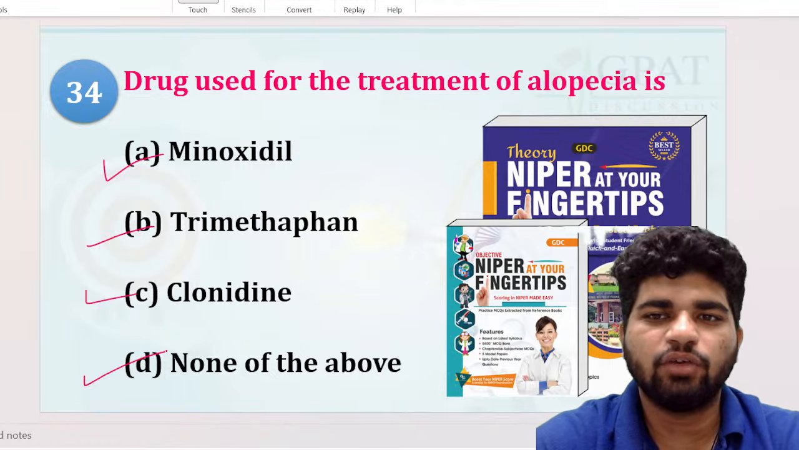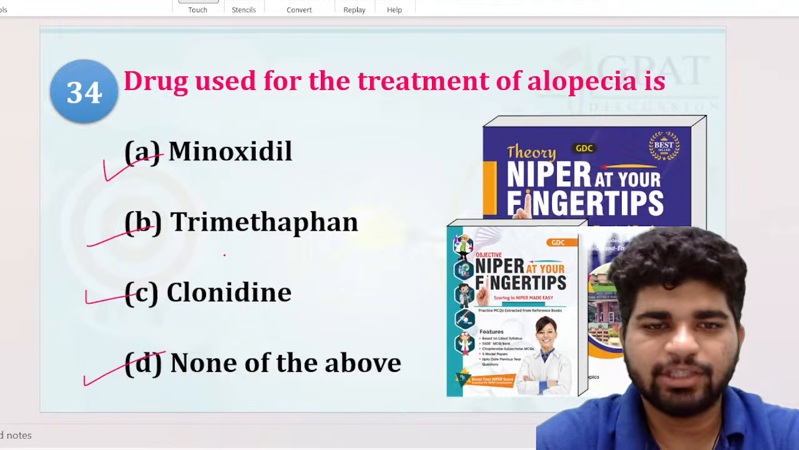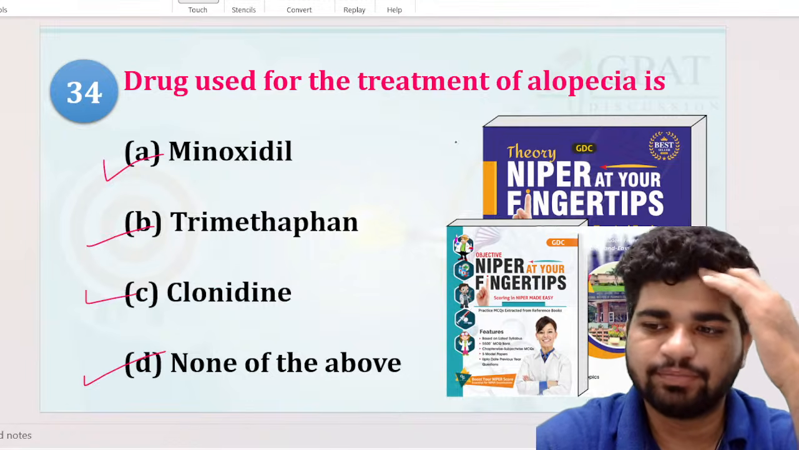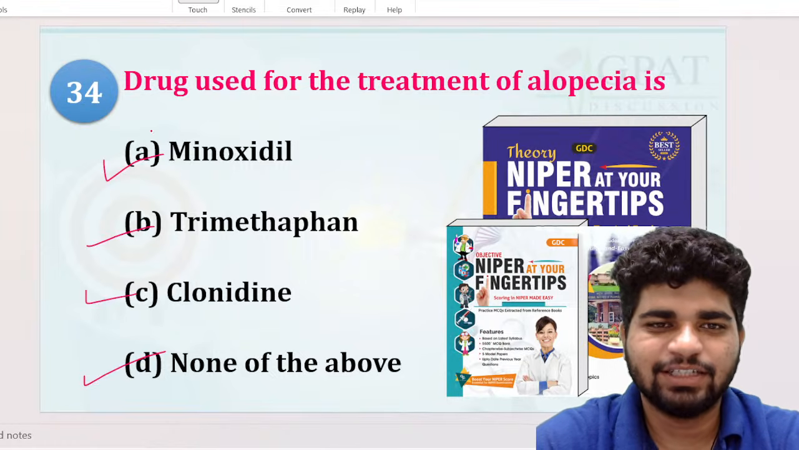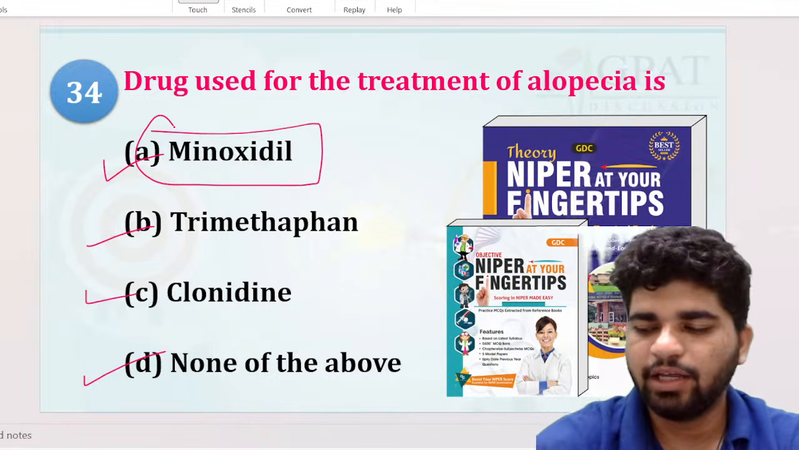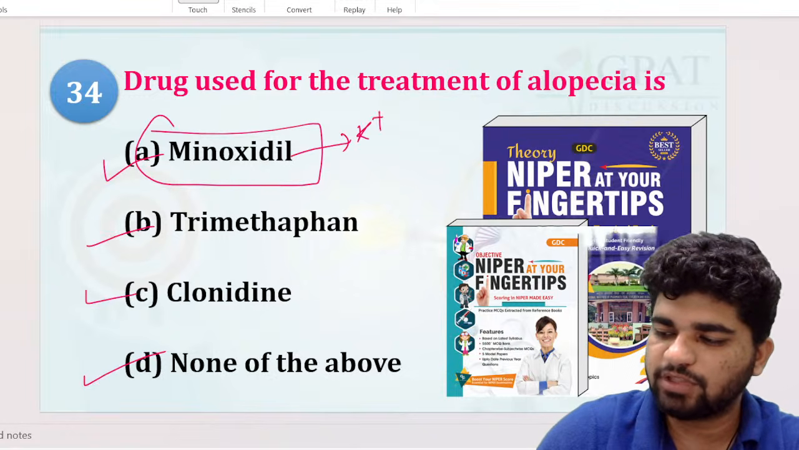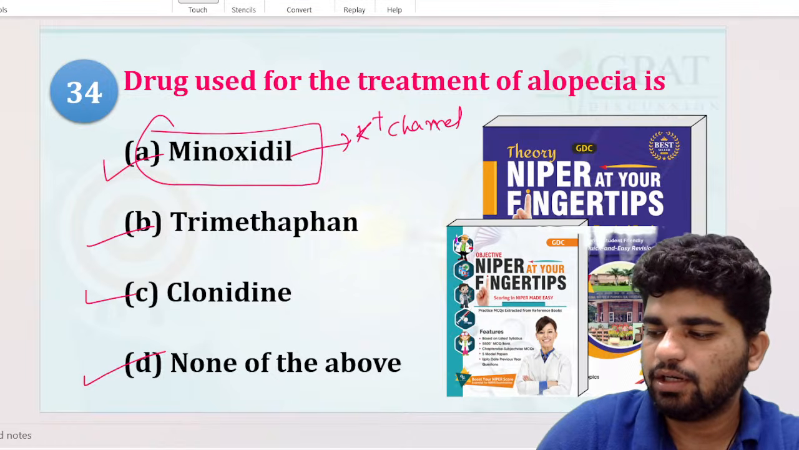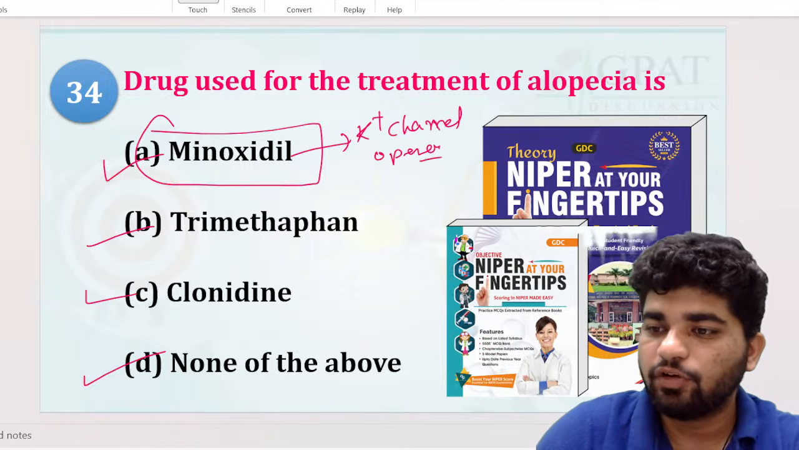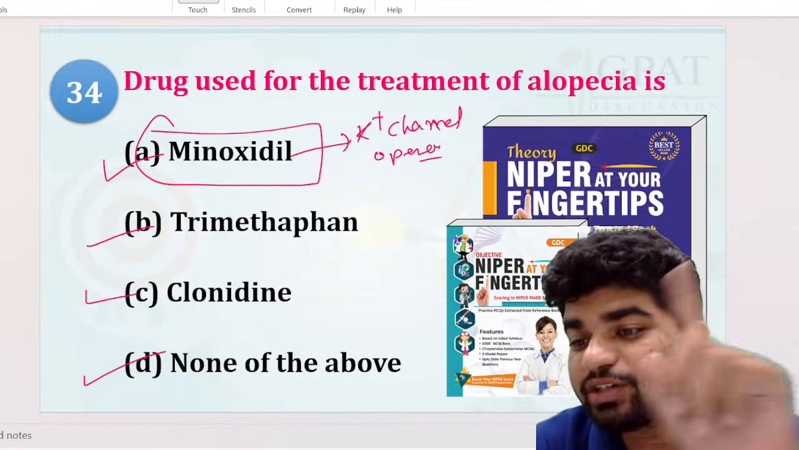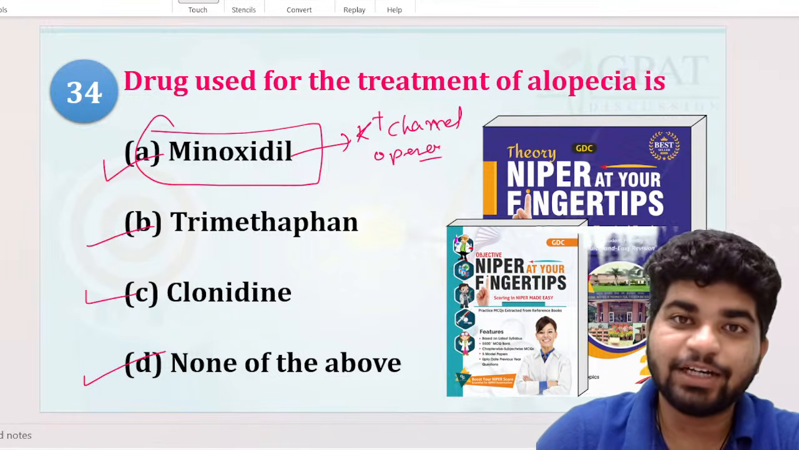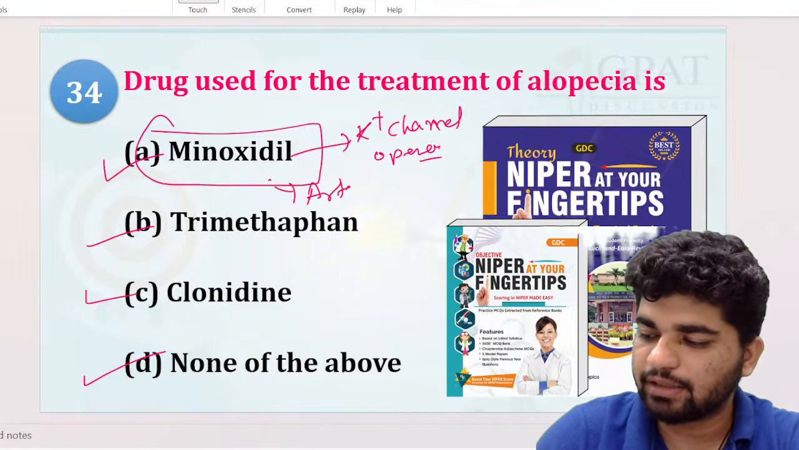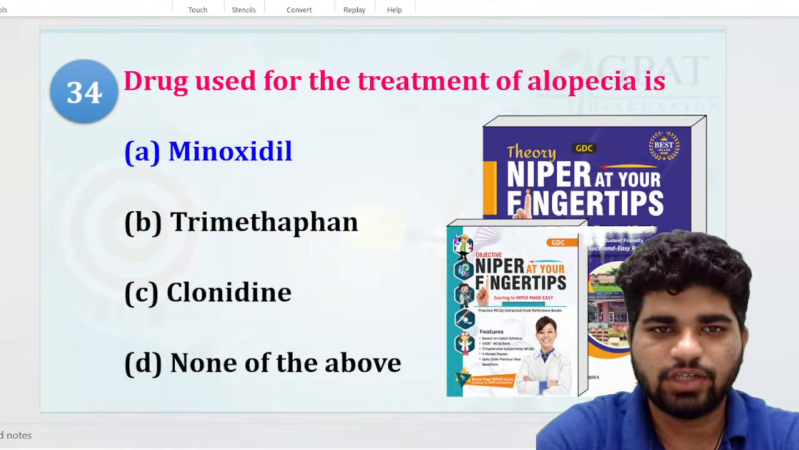Drug used for the treatment of alopecia is minoxidil, trimethophan, clonidine, or none of the above. That is nothing but minoxidil only, right? Minoxidil is also considered to be a potassium channel opener. Folinic acid leucovorin is given in methotrexate poisoning. Very good, Magesh. Potassium channel opener is considered to be an arteriodilator. Okay, let's go ahead now.